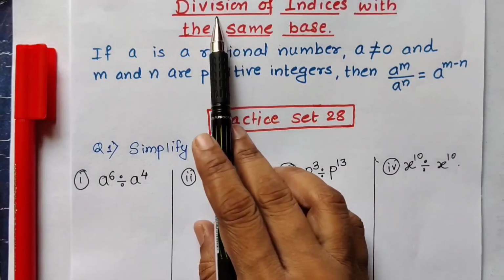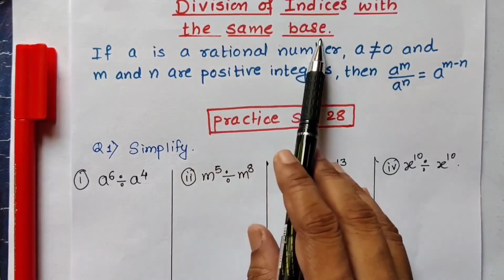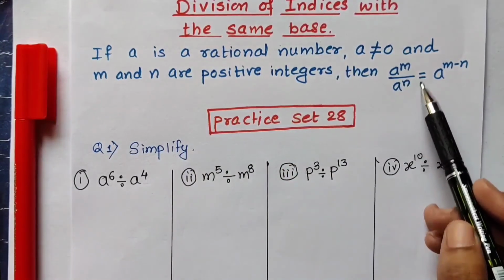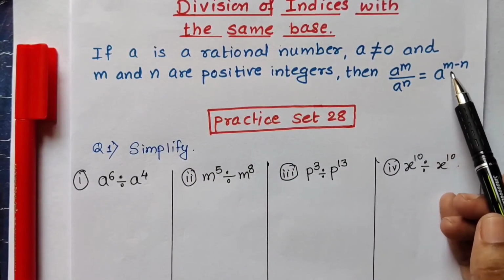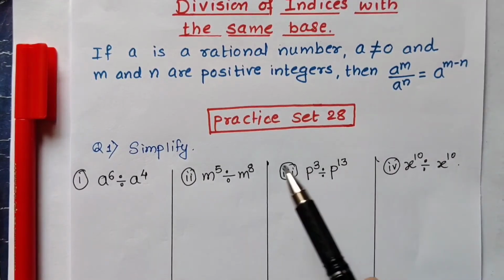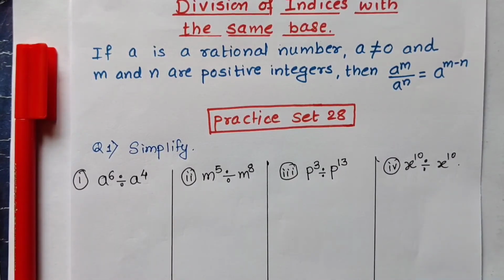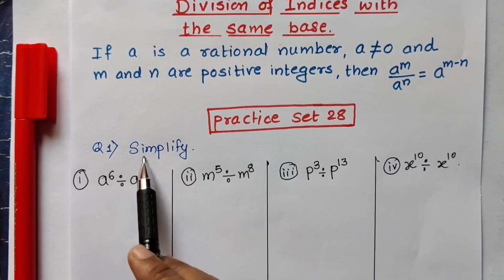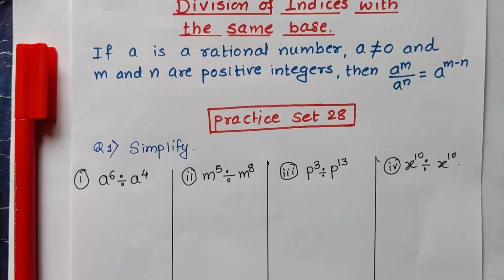We have to do division of indices with the same base. So the bases are the same, division is there, we have to subtract the indices. So let us solve the sums from practice set 28. You will get a full idea about it. First question is to simplify. We have to simplify only.